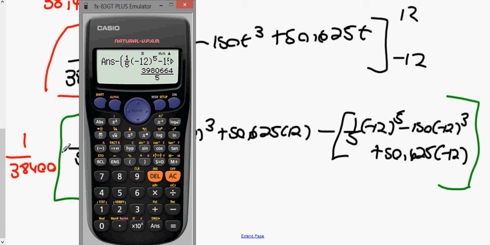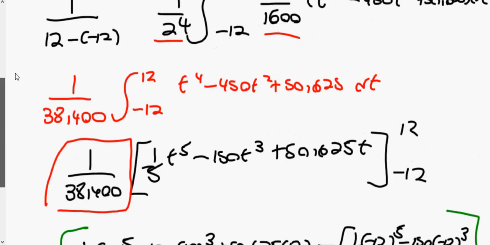Now we have to divide this number by 38,400. So divide your answer here by 38,400, and what we're looking at is 20.73.